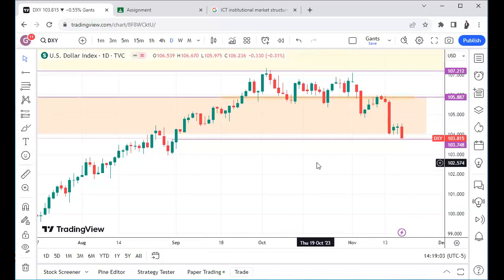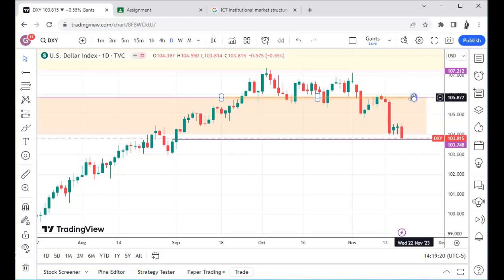But I don't see that happening. I want to see higher prices, or wherever the market gives us, we trade in line. But at the moment, I'm favoring the upside for dollar index.